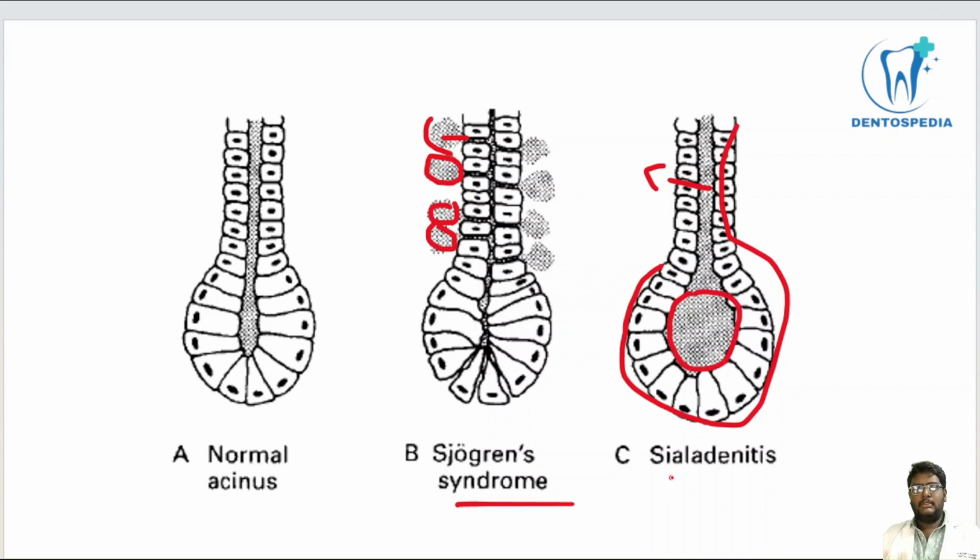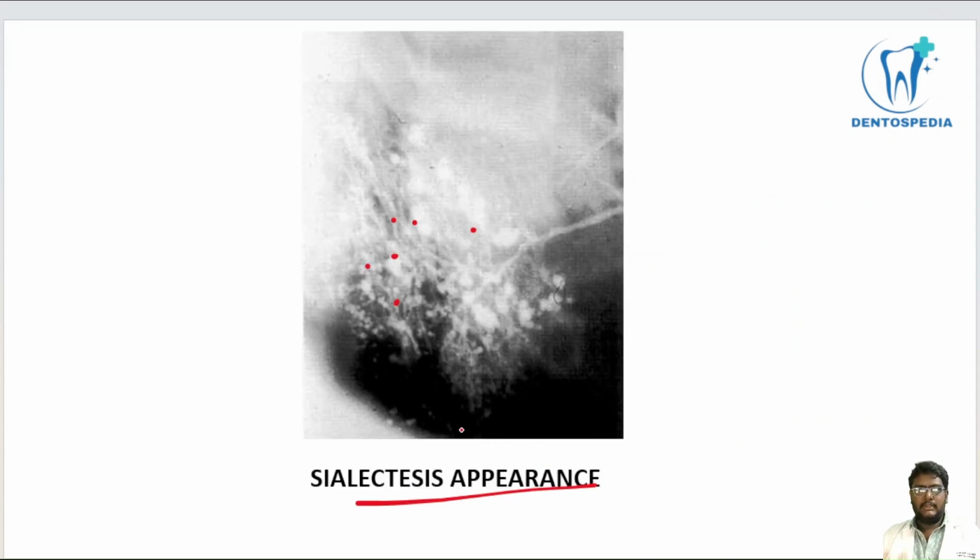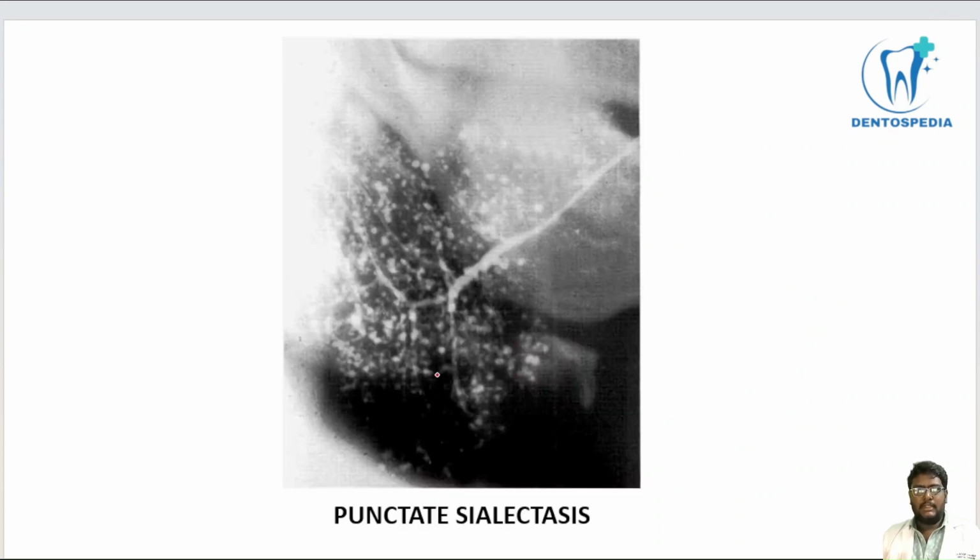So in both appearances the common thing is sialectasis, that is, dots or blebs of contrast medium, but the size matters. In Sjogren's syndrome you can see tiny dots because of extravasation of contrast medium, but in sialadenitis you can see single large dots or blebs of contrast medium. That's the main difference. Here you can see the normal sialectasis appearance, where the dots are large, but in punctate sialectasis they are smaller due to extravasation of contrast medium. So that's the main important difference which you should look out for.